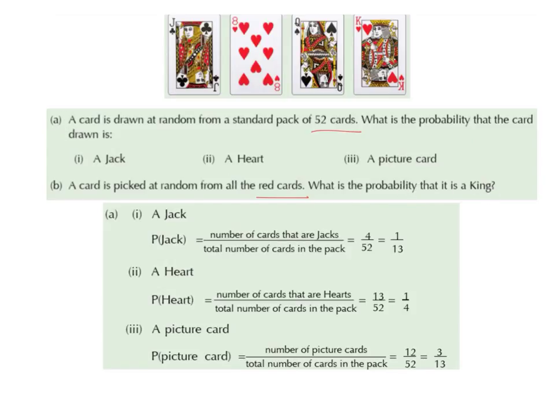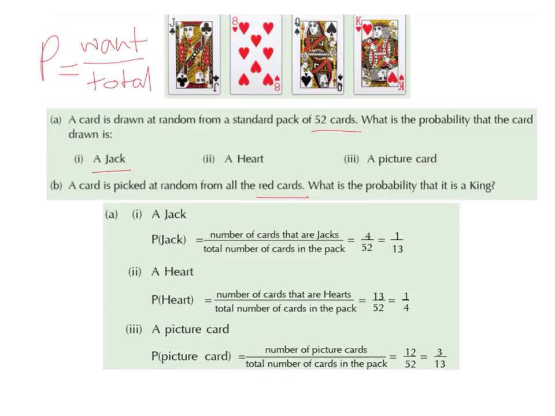Okay, so let's start with A. We want to figure out the probability that if we choose a card from a standard pack of 52 cards that we end up getting a jack. Remember, probability is what we want over the total.